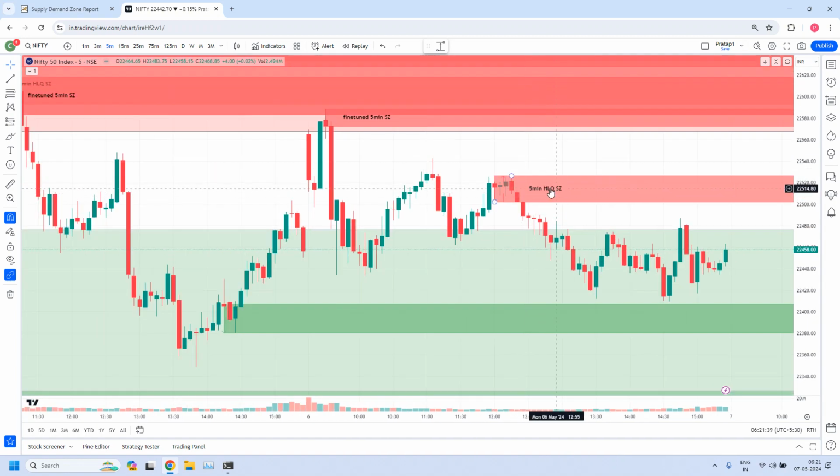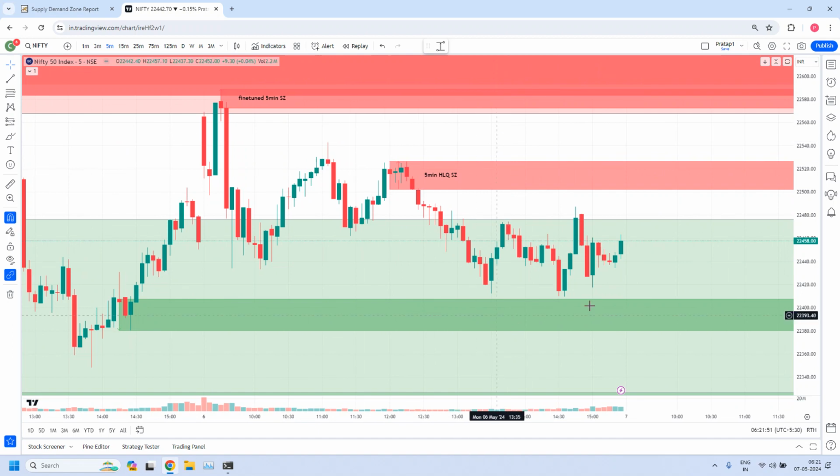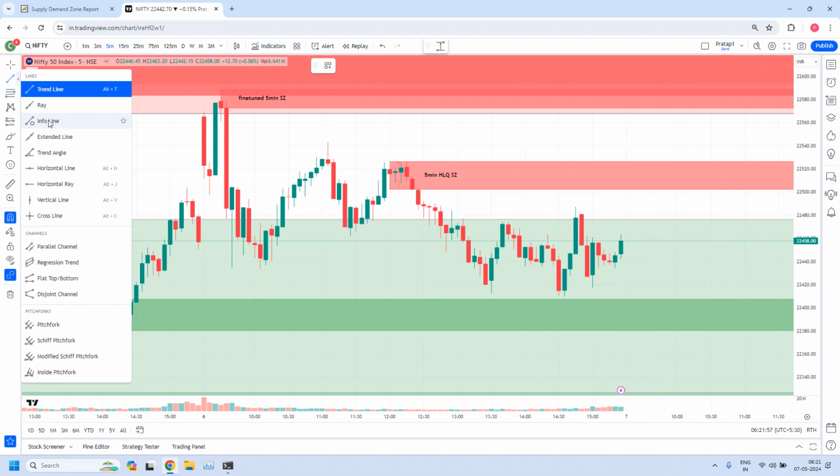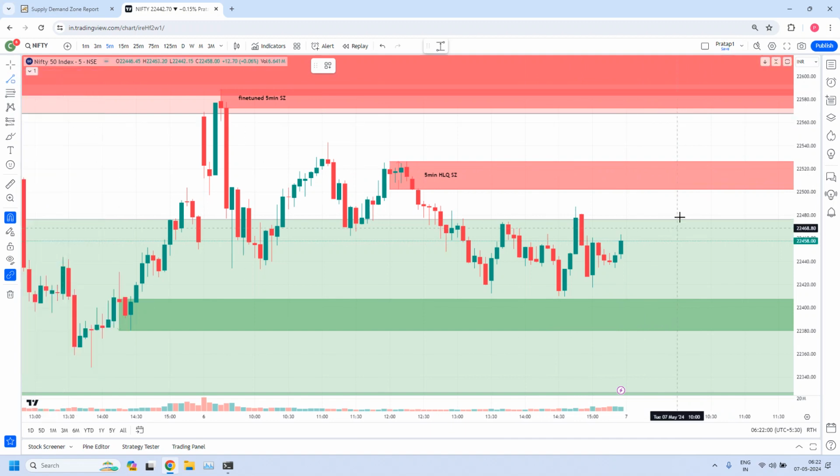But one point you have to understand, this is your new 5 minutes high liquidity supply zone, and here you have a 15 minutes target zone. This could be the trade setup. How many points will be there from here to here? From this distal line to this distal line, we have around 147 points move.